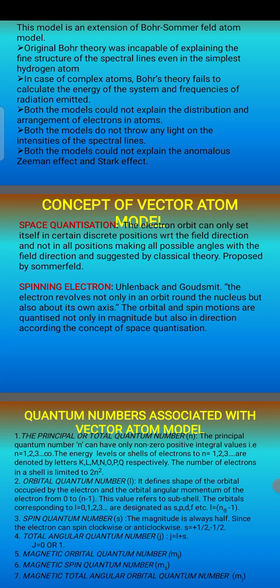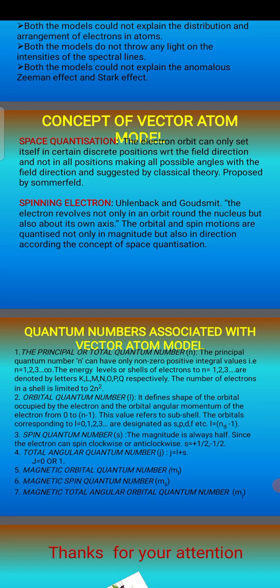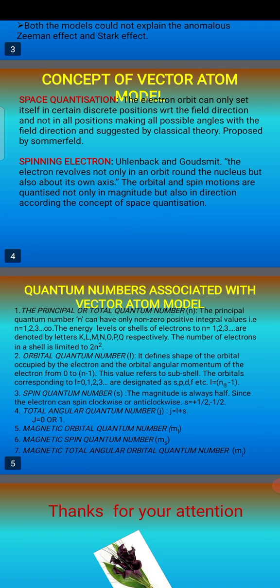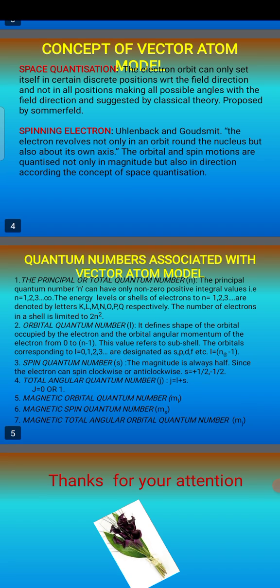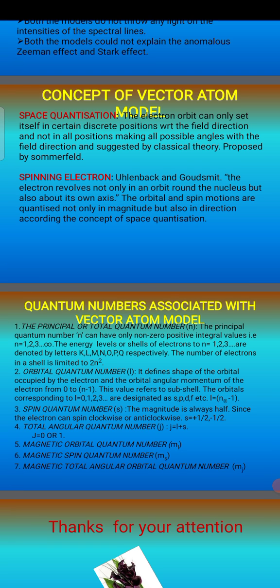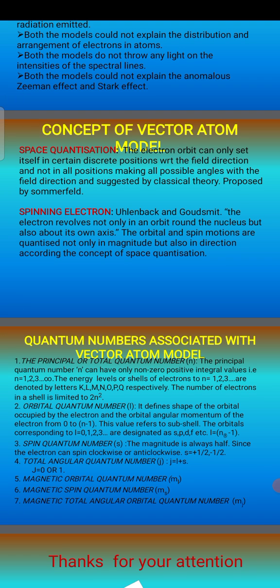Next one is quantum numbers associated with the vector atom model. So 7 quantum numbers are associated with this model. First one is principal quantum number, second one is orbital quantum number, third one is spin quantum number, fourth one total angular quantum number, fifth one magnetic orbital quantum number, sixth one magnetic spin quantum number, seventh one magnetic total angular quantum number.